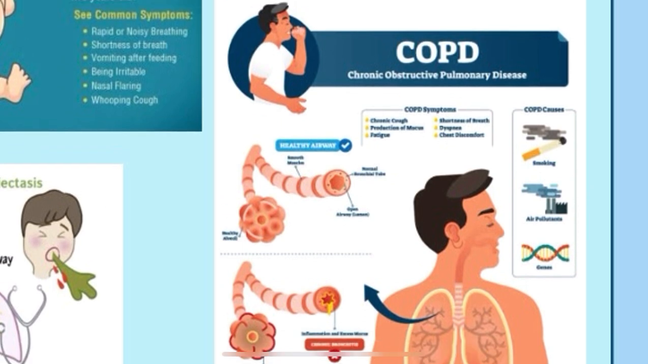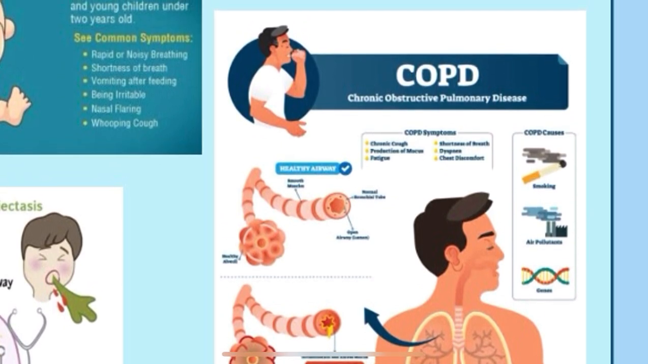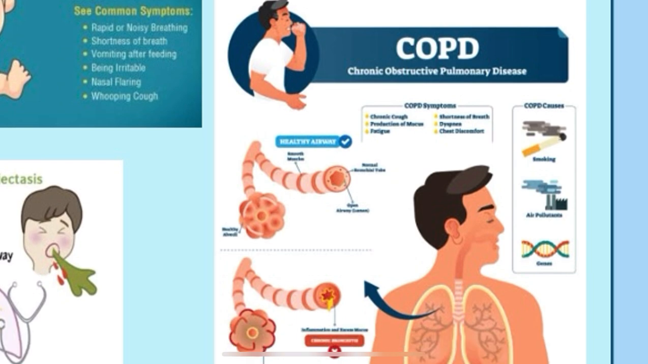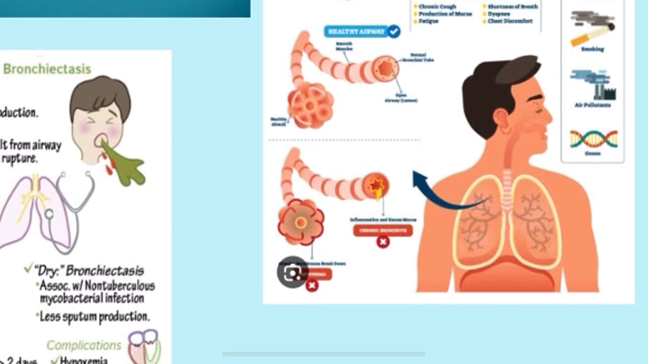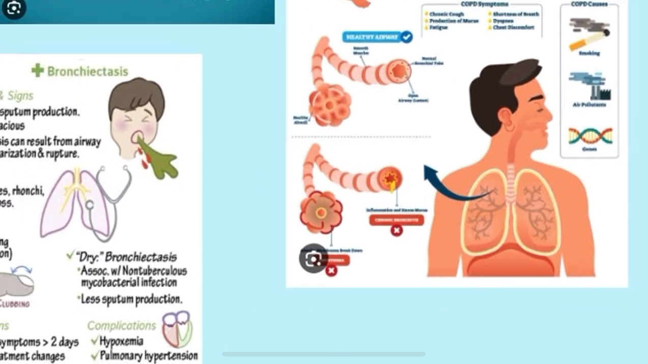And then we have COPD, chronic obstructive pulmonary disease. In chronic obstructive pulmonary disease, the patient will present with cough, production of mucus, fatigue, shortness of breath, dyspnea, chest discomfort. You can see the healthy airway here. Here the patient is having obstruction. There is mucus production, there is obstruction, chronic obstructive pulmonary disease.